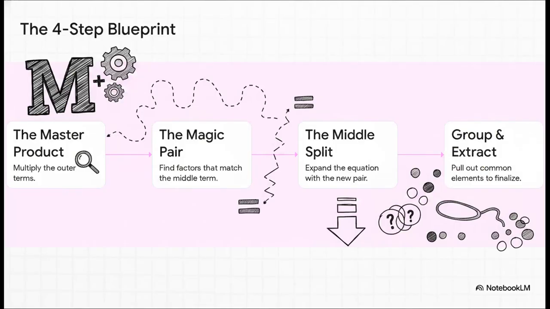And this is our roadmap. It's a simple 4-step blueprint that takes all the guessing right out of the equation. First, we find what I call the master product. Then, we hunt for a magic pair of numbers. After that, we use them to split the middle term, and finally, we group and extract our way to the answer. It's a system that just works, so let's get into it.